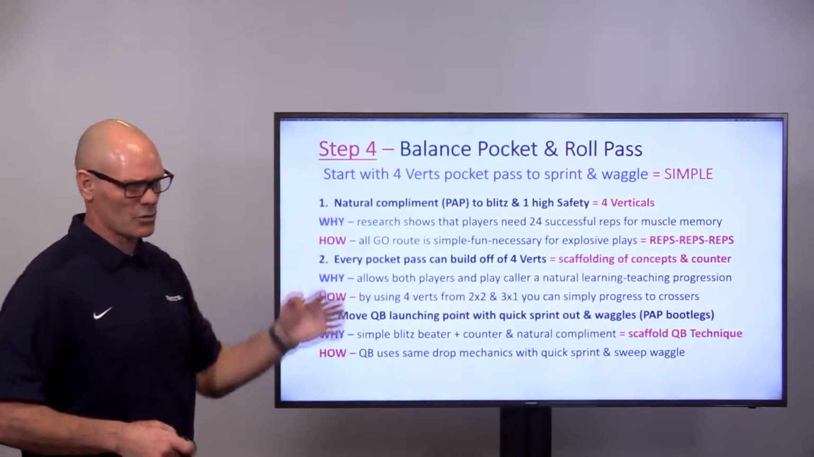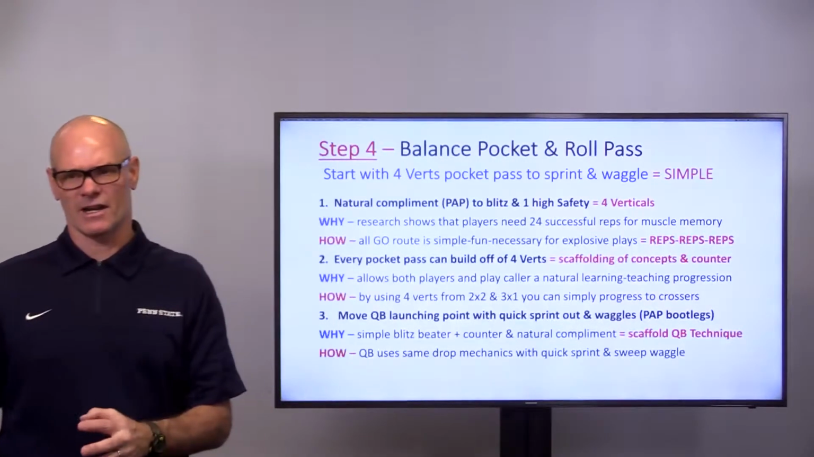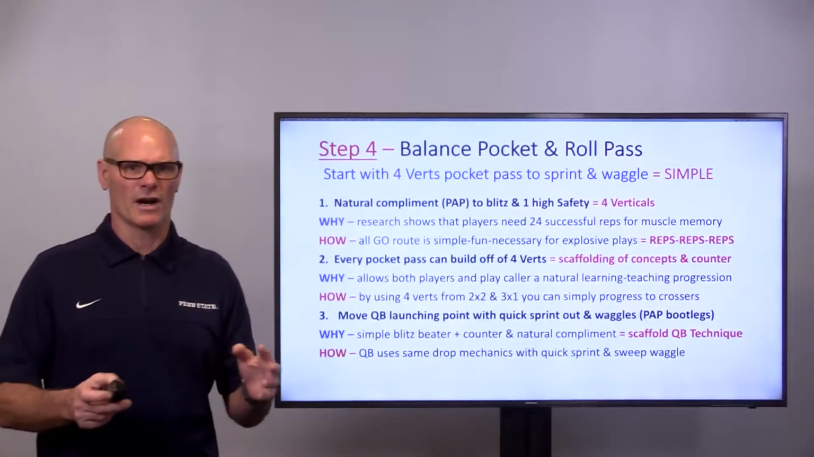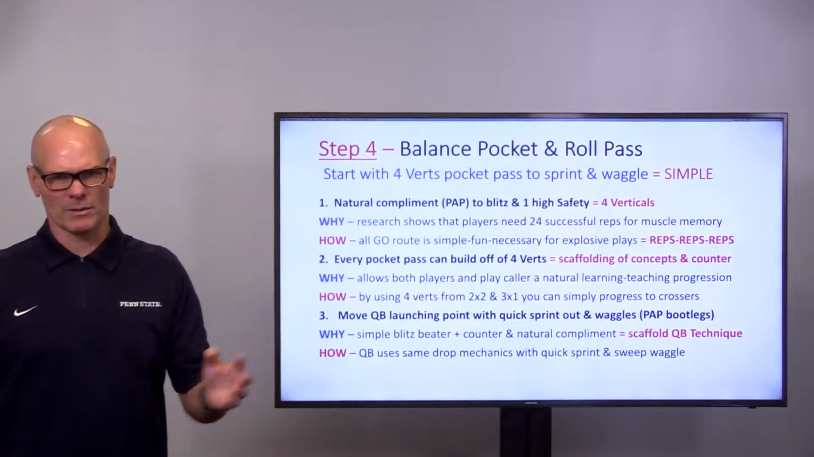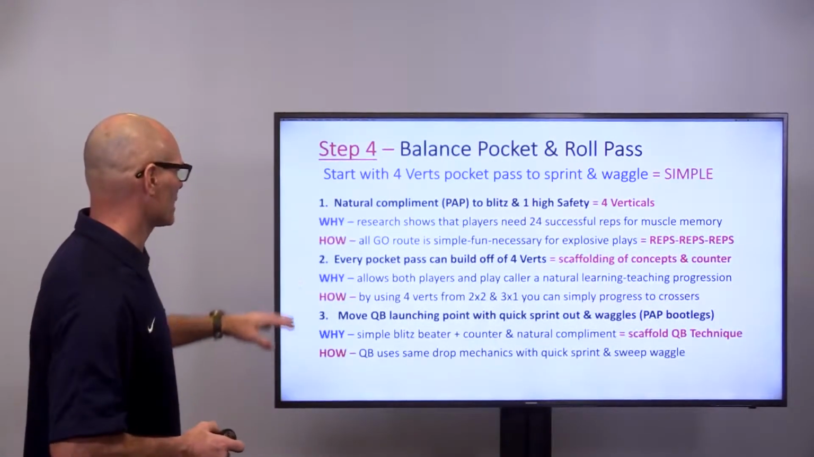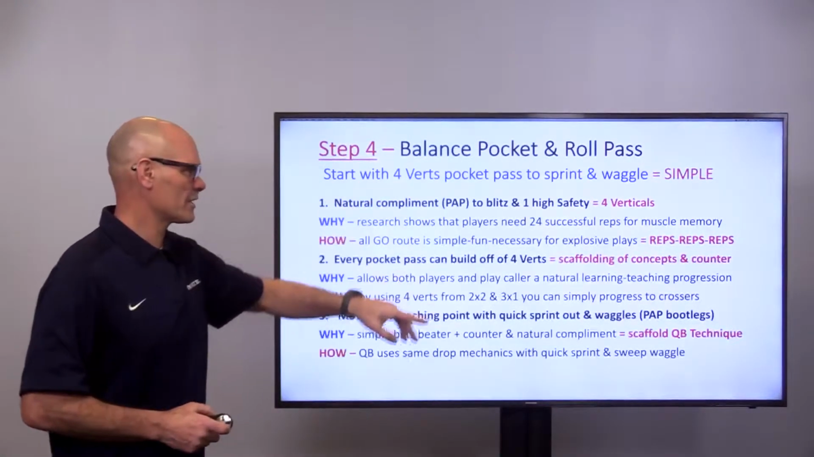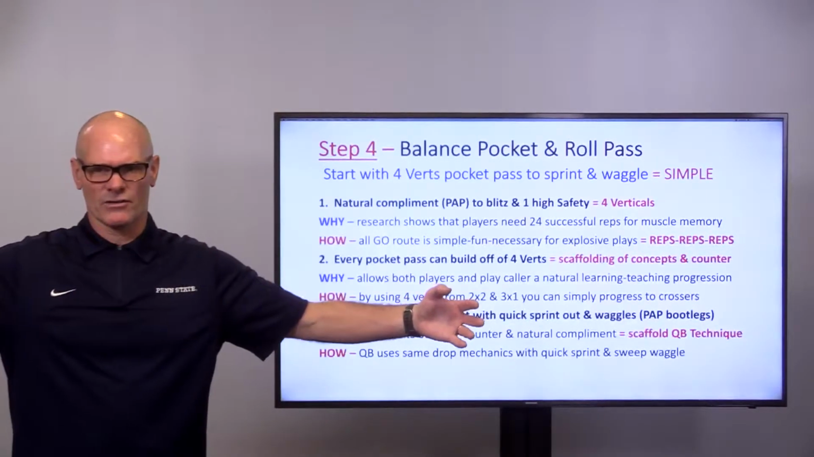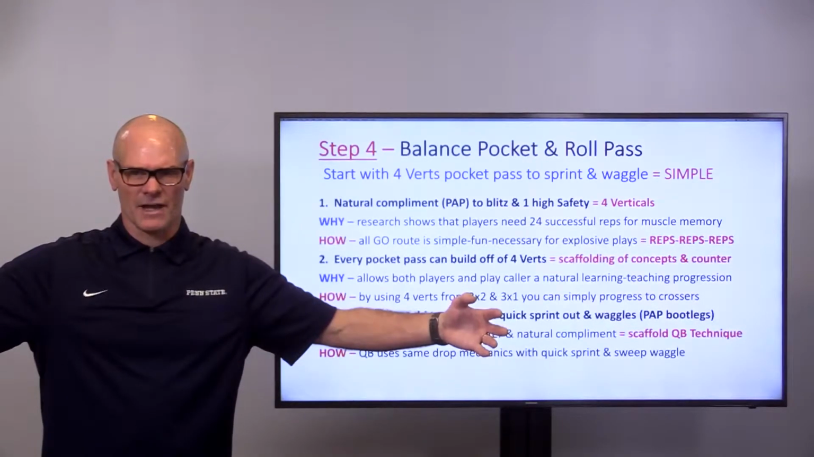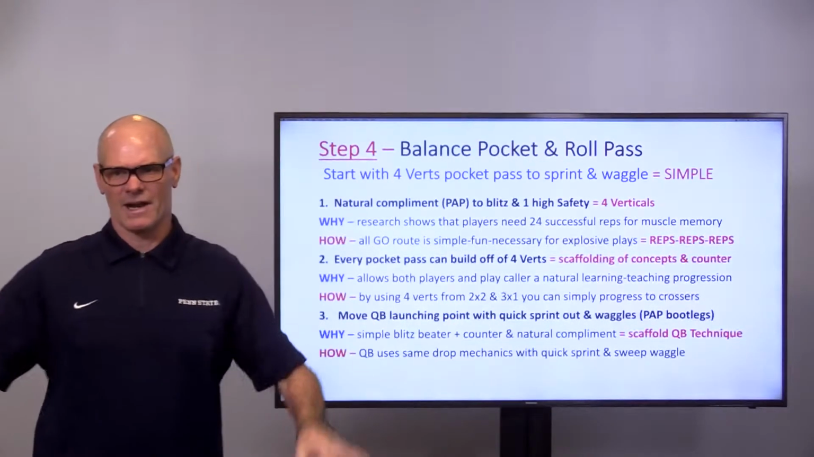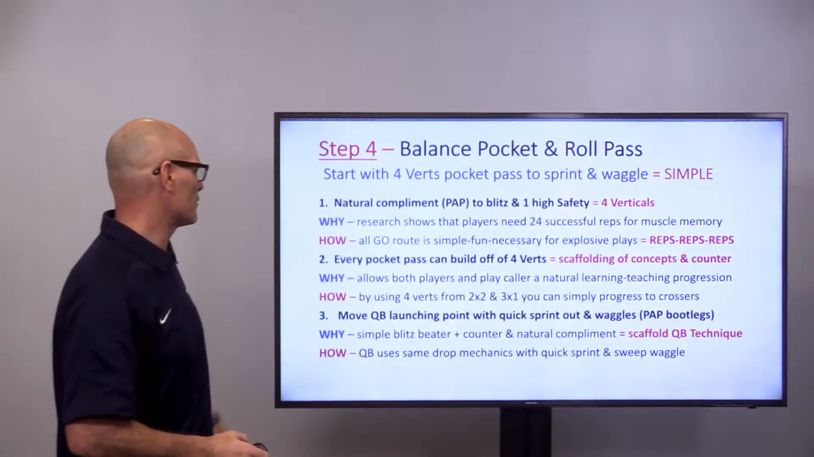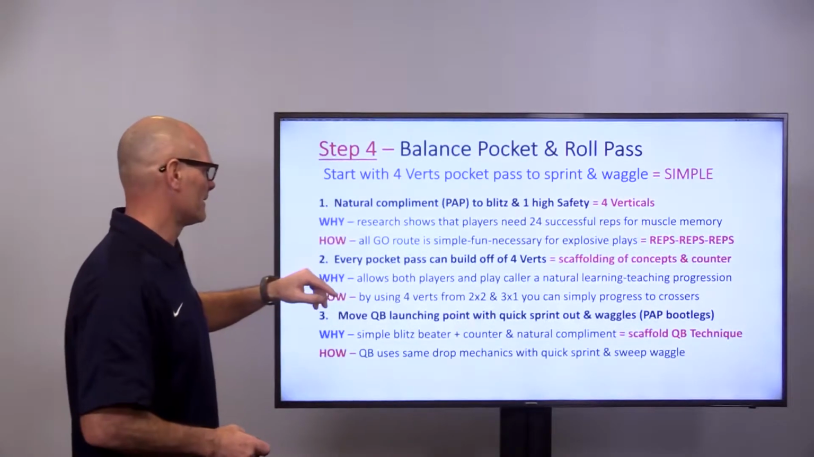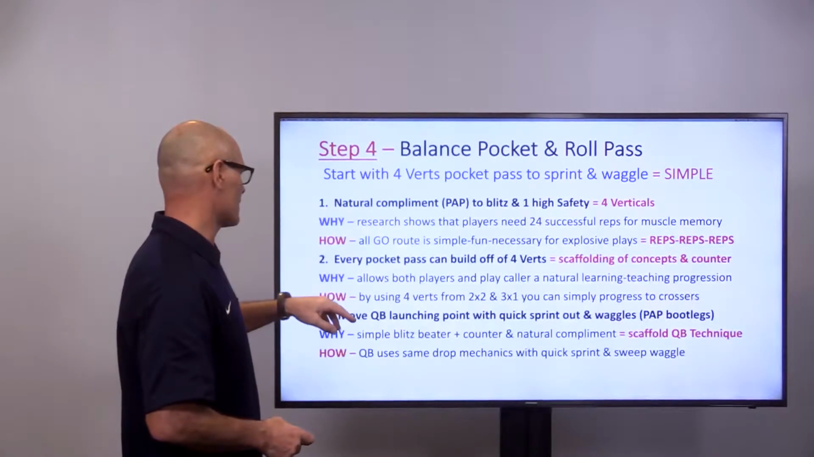Step 4, we also want to have balance then, just like in our inside-outside RPOs, with our pocket and our rollout. We want to be able to move that launch point with our quarterback. I like to start with the 4 verticals with our pocket pass. Again, we talked about horizontal stretch with our alignments out of that 2x2 or 3x1, and now we're going to get vertical stretch with our 4 verts. It's a natural complement, great against a one-high safety.